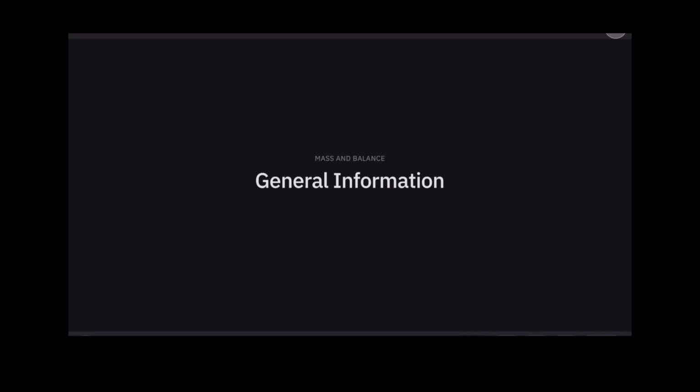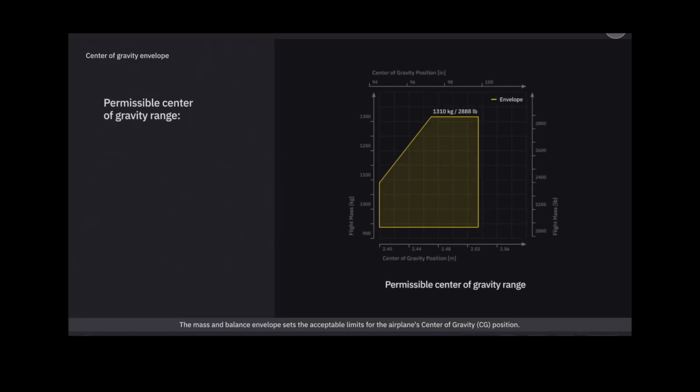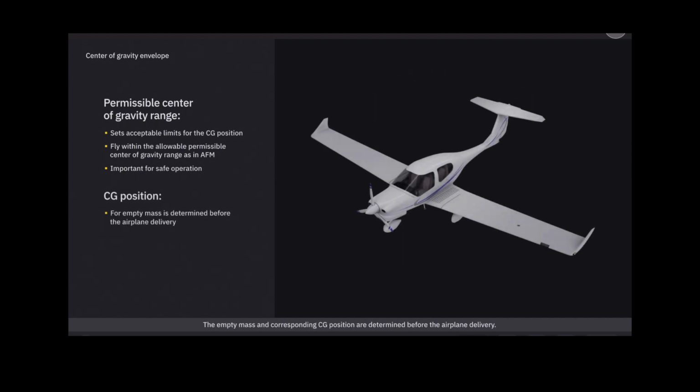General information. The mass and balance envelope sets the acceptable limits for the airplane's center of gravity position. The airplane must fly within the allowable permissible center of gravity range to ensure safe flight operation, as described in the aircraft flight manual. The empty mass and corresponding center of gravity position are determined before the airplane delivery. It is then the responsibility of the pilot to adhere to permissible values of loading and center of gravity. The movement of center of gravity due to fuel consumption should be monitored during the flight.